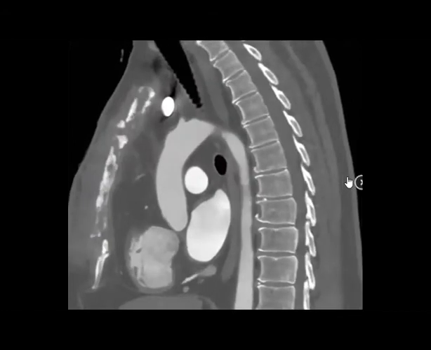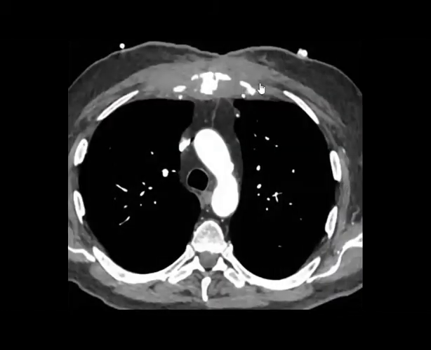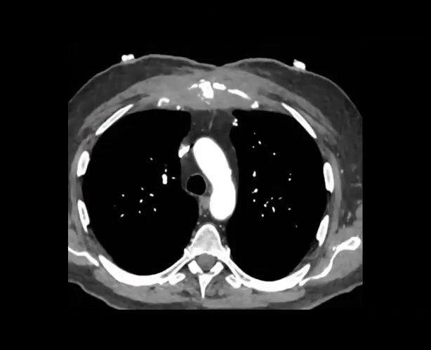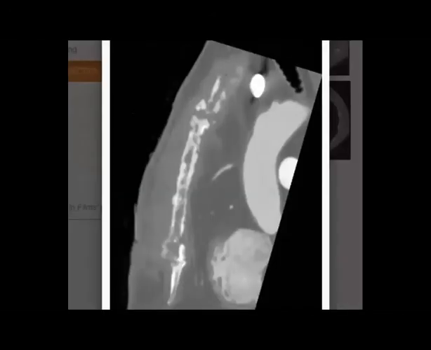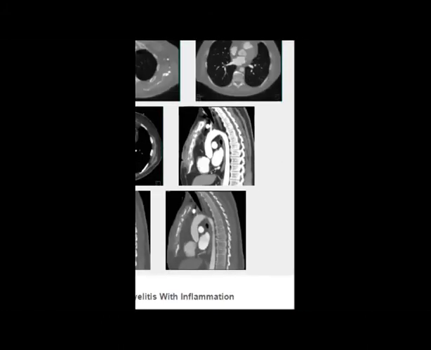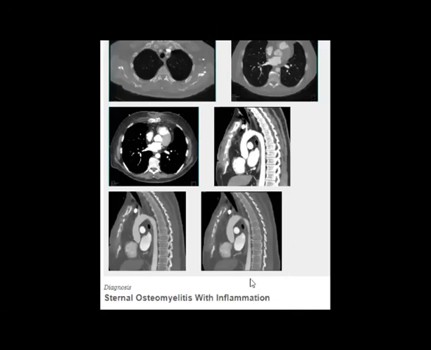And this one was sternal osteomyelitis, and you can see the soft tissue changes. Okay, I will show you the answer. So sternal osteomyelitis, yes, this is the diagnosis with inflammation.